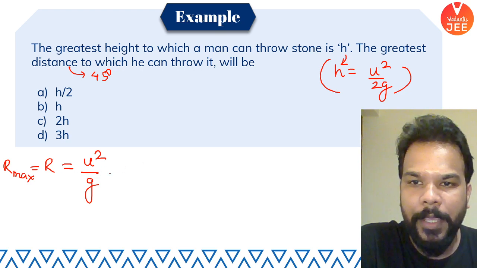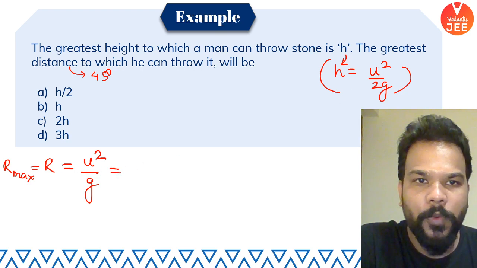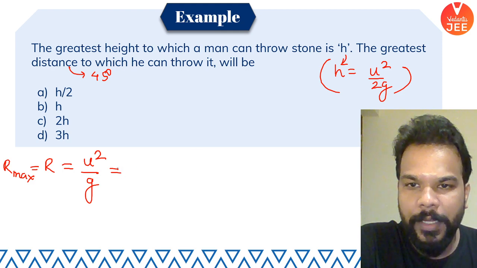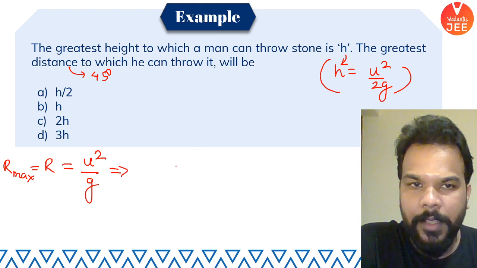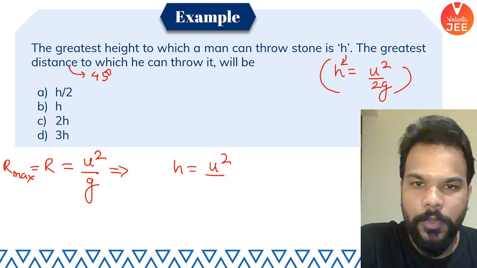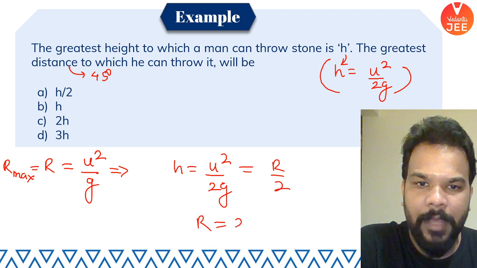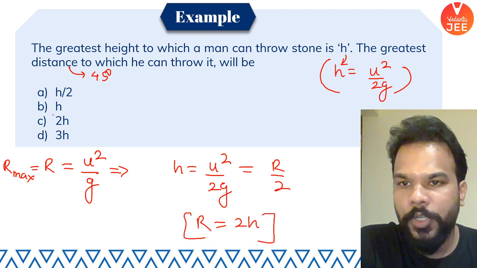So now you can compare. If you can see, u square by 2g is h. So I can say that h, which is equal to u square by 2g, is basically r by 2, and I can say r will be equal to 2h, and the answer is option C.